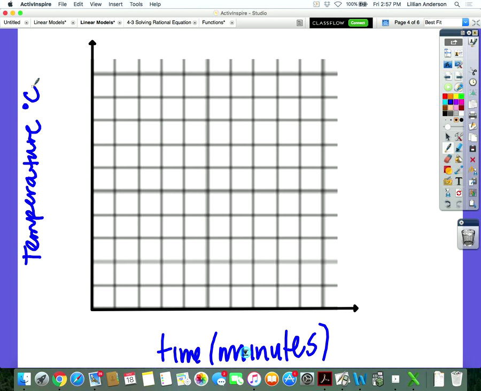And how do you want to scale this? Okay, we have 2, 4, 6, and 9, right? Well, we want to make sure we use some space up here, so we can definitely go by ones. Okay. Each line represents 1.